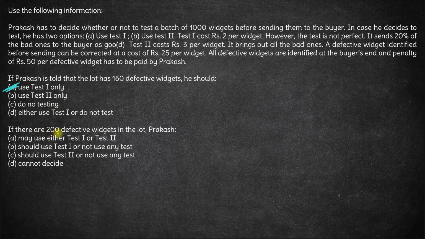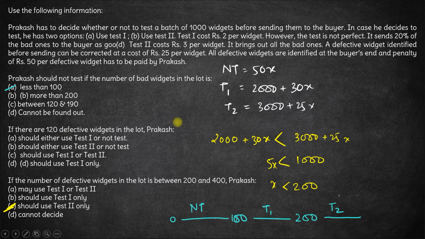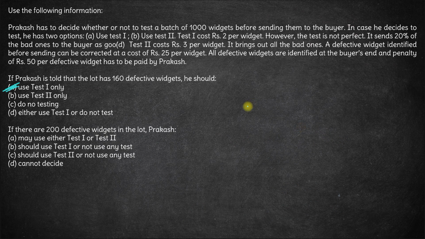And finally, if there are 200 defective widgets in the lot, what should Prakash do? So now for 200 defective widgets, he could either use T1 or T2. At 200, you will have an equality over here. When x is equal to 200, test 1 cost and test 2 cost both will be same. So here he can use either test 1 or test 2. Option A will be the right answer for this question.